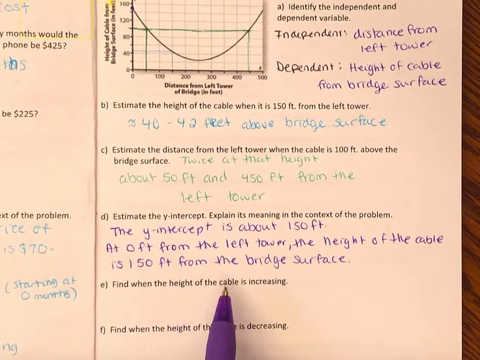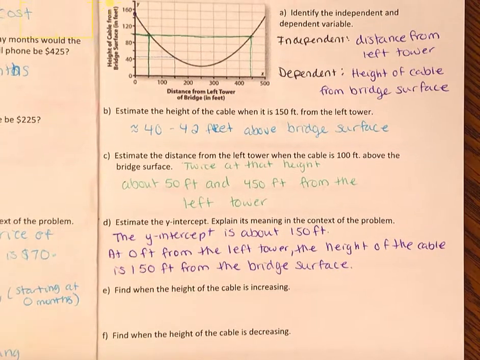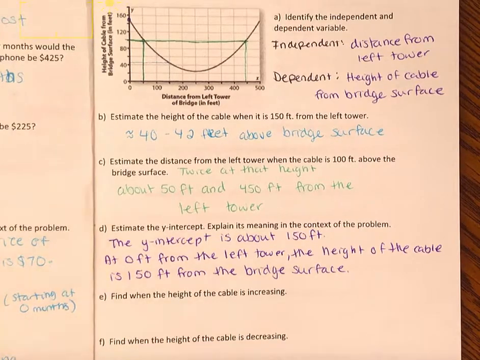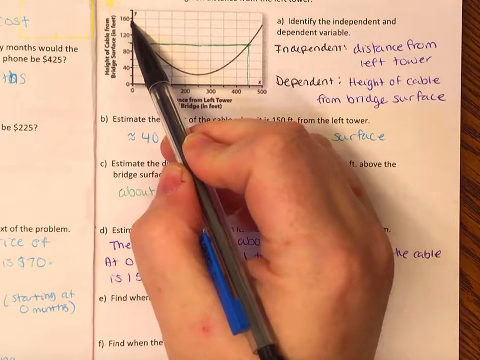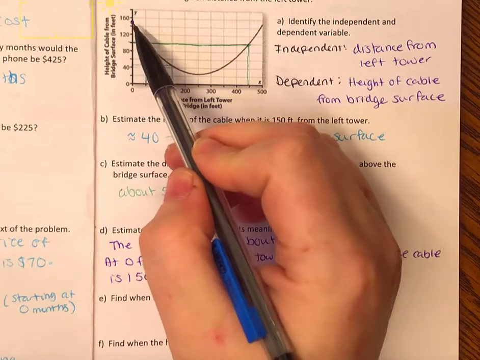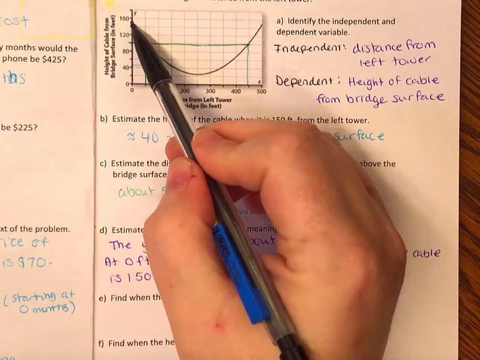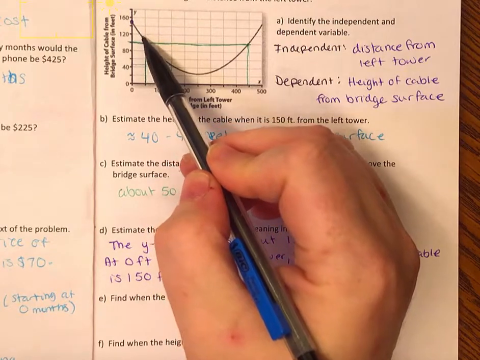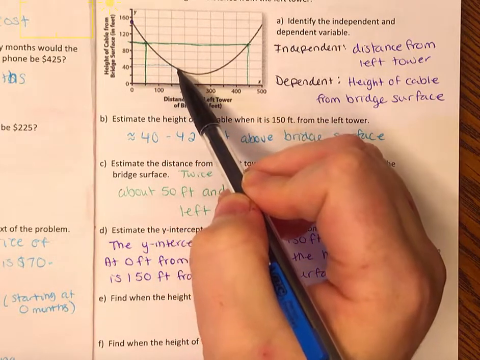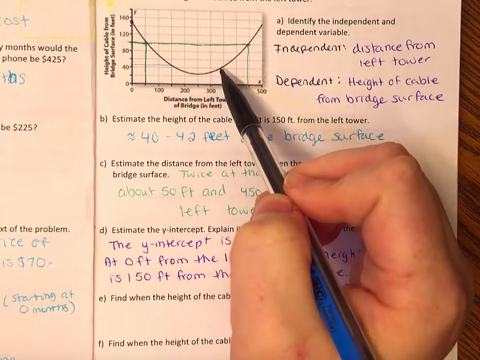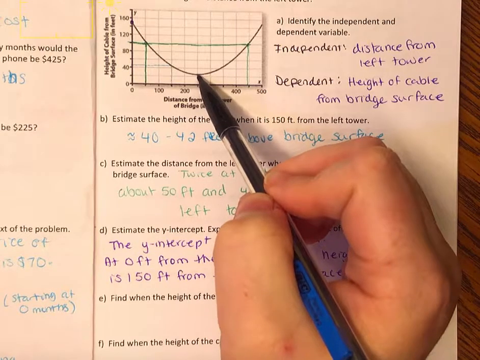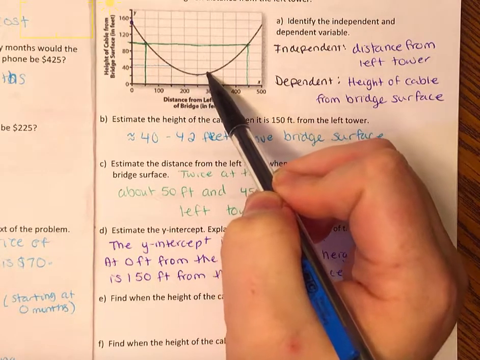Find when the height of the cable is increasing. So we want to find the interval of increasing. So again, we want to go from left to right. As it's going from left to right, when does our cable start going up? So as I follow the shape of the graph from the starting point, it's going down. It's going to keep going down, down, down. Then it comes to a stopping point, and then it starts going up. So it actually starts going up from this point onward.